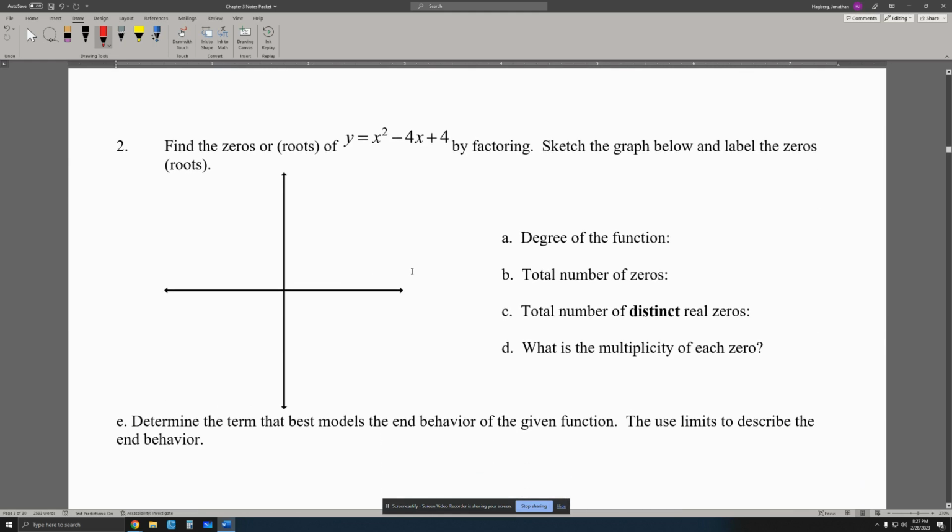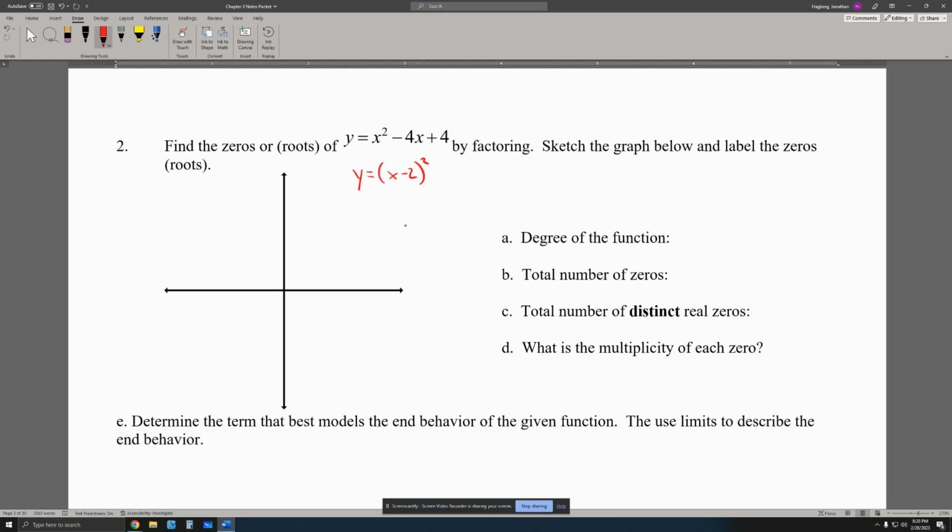Let's try number 2. Find the zeros or roots of this polynomial. This is another quadratic. We are going to factor this one. So I notice that this factors to y equals x minus 2, the quantity squared. Or you can think of factors of positive 4 that add to negative 4. Those factors are negative 2 and negative 2. This factor occurs twice.